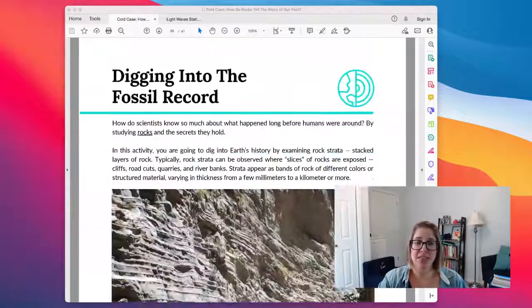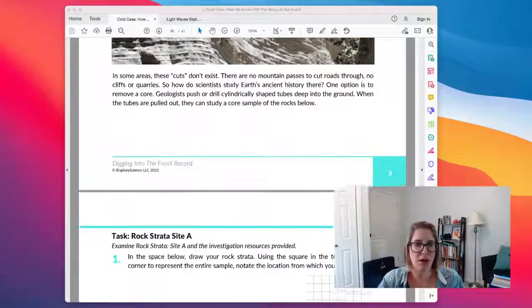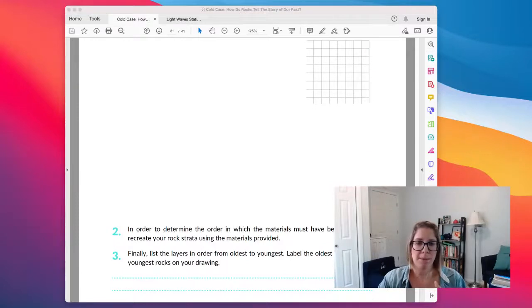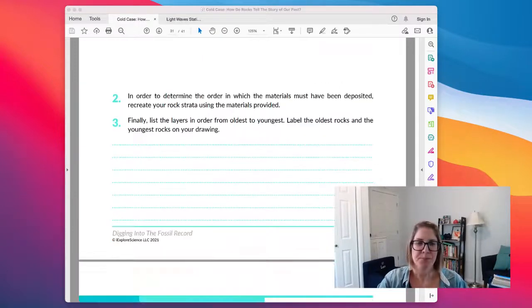And then we're getting into, okay, so how can we understand Earth's history through the fossil record? And again, it's all about digging into the fossil record and finding those fossils. It's learning stratigraphy, from oldest rocks to youngest rocks, all of that.